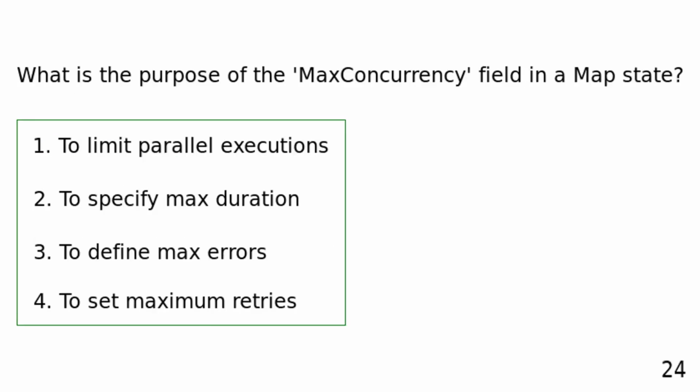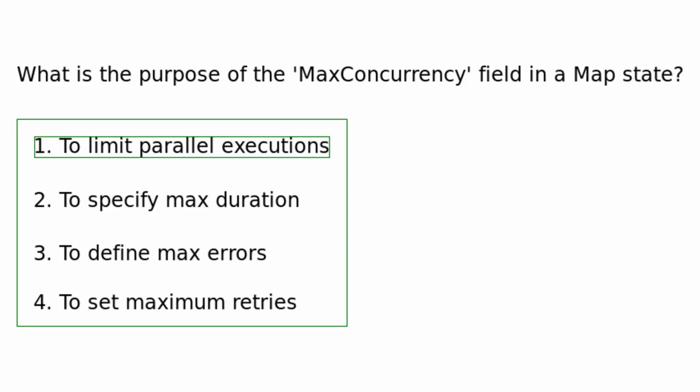What is the purpose of the MaxConcurrency field in a Map state? To limit parallel executions. To specify max duration. To define max errors. To set maximum retries. The MaxConcurrency field in a Map state of AWS Step Functions limits the number of parallel executions, helping to control resource usage and API call rates.